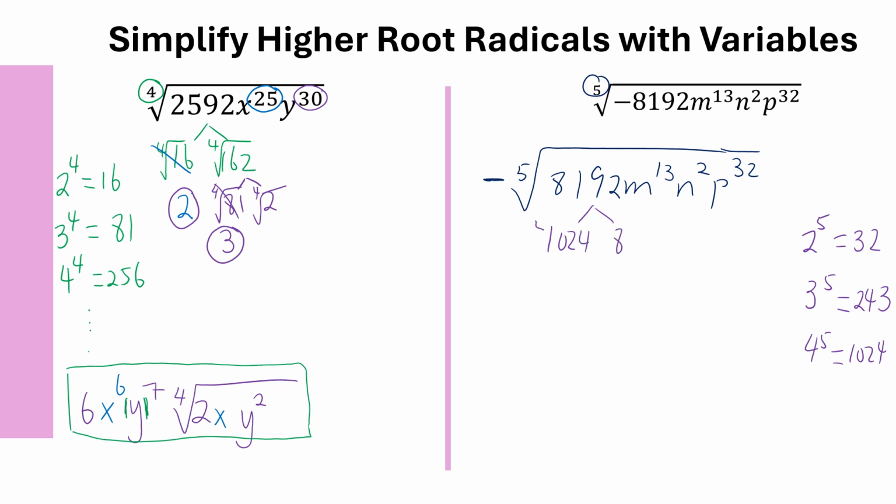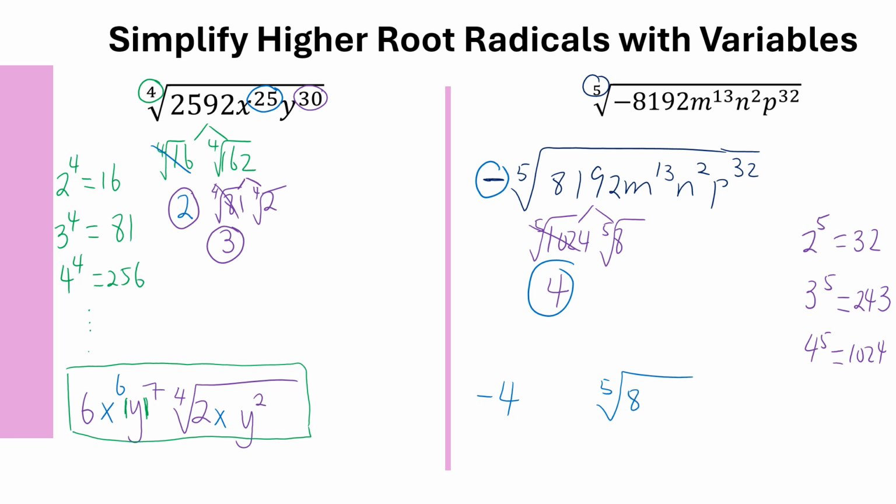And now I can take the fifth root of each number. So we know what the fifth root of 1024 is. That will be 4. And then that's it. I can't break down 8 anymore. So again, take the numbers outside the fifth root. And don't forget the negative sign. So we have negative 4. Leave some room for the variables. And then the fifth root of 8.